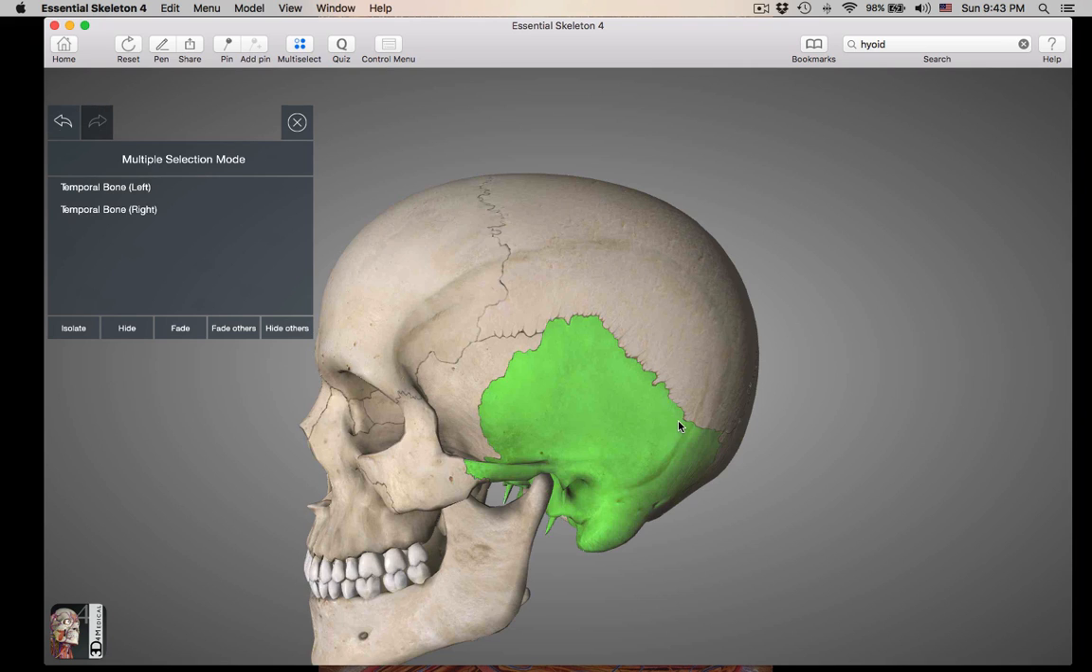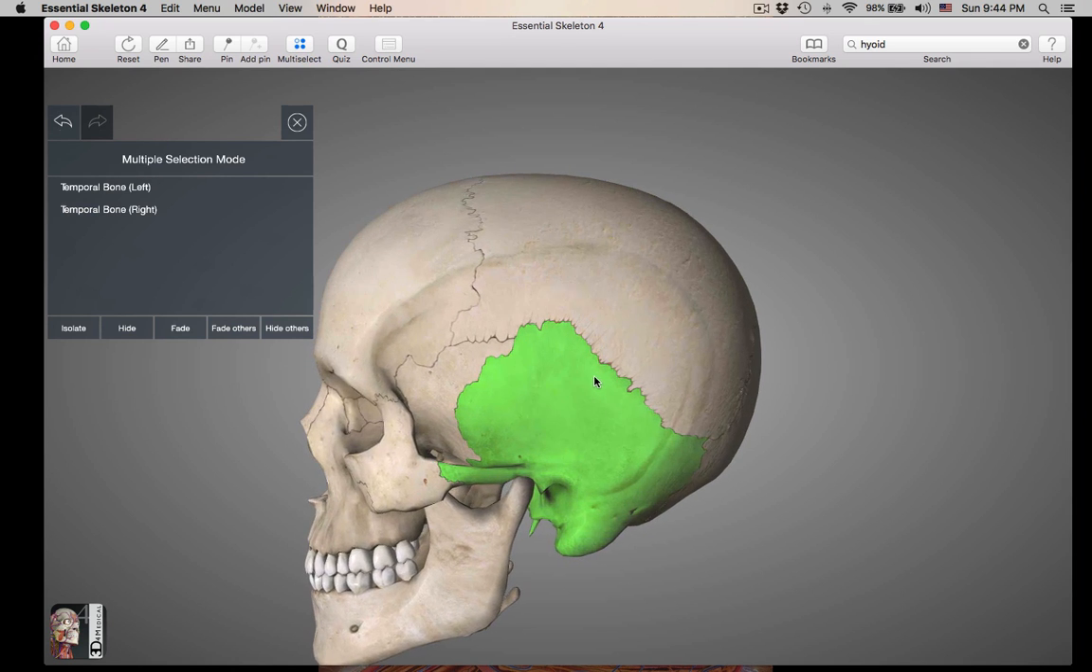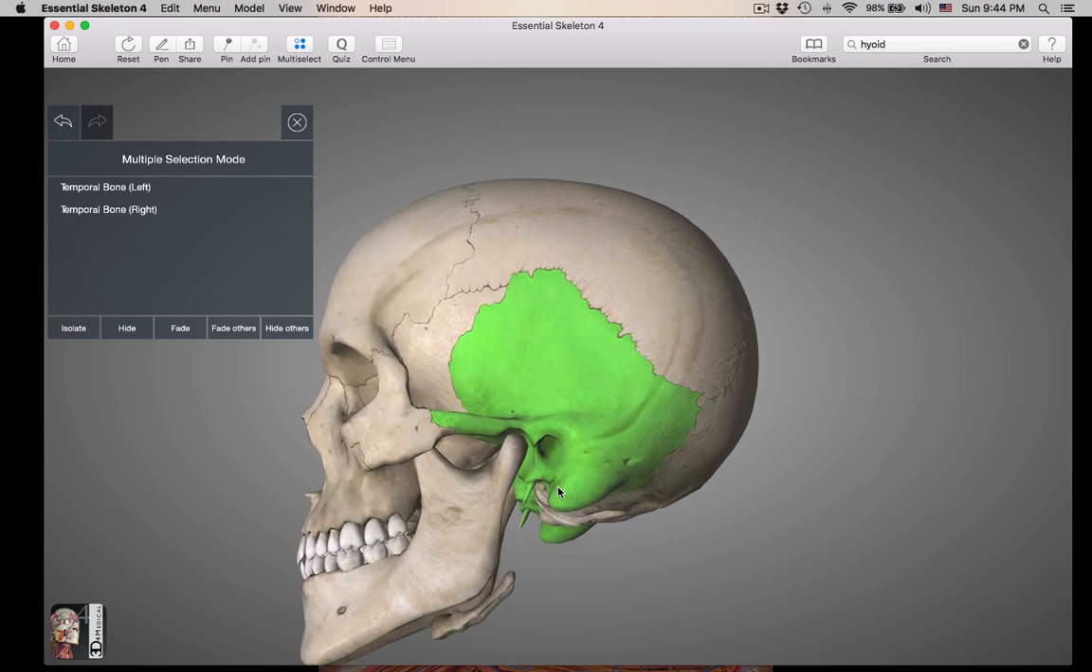The external auditory or acoustic meatus. A meatus is a canal or passageway through a bone. This is basically your ear canal. External acoustic meatus. The styloid process. Remember, a process is something that tends to stick out of a bone. Here is the styloid process here, and you can see the styloid process on the other temporal bone there.